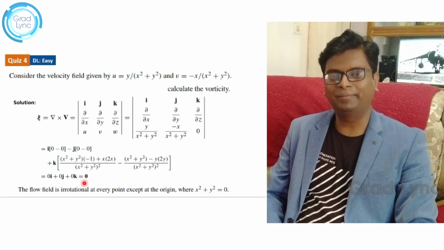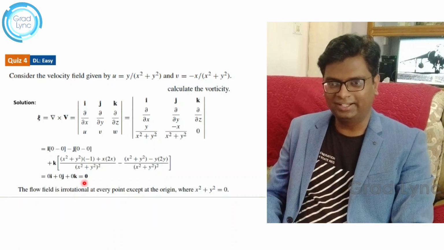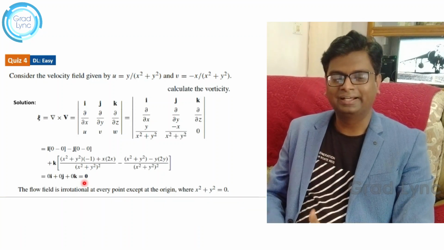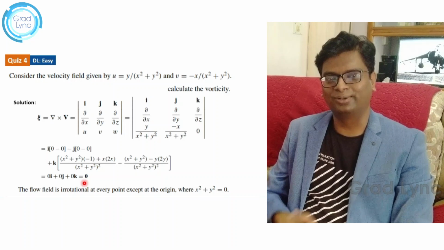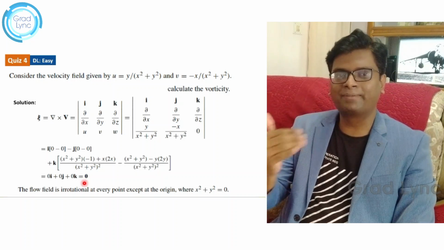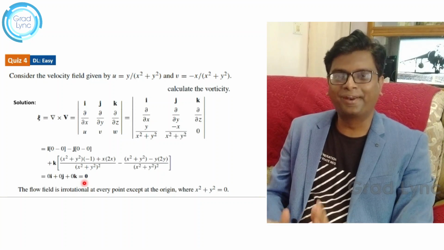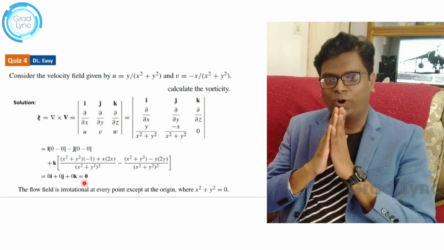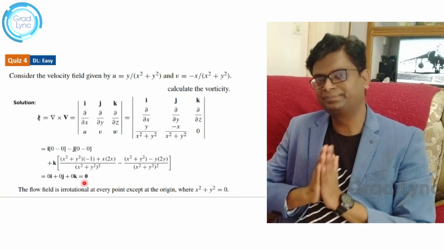Right? So that is the conclusion we can get from this particular example. For the given velocity flow field, that is u and v, the flow is irrotational except at the origin where x square plus y square is equal to 0, that is the equation of a circle. Except at the center, at all other points the flow is irrotational. So that is the conclusion of this particular problem. Hope you have understood this.